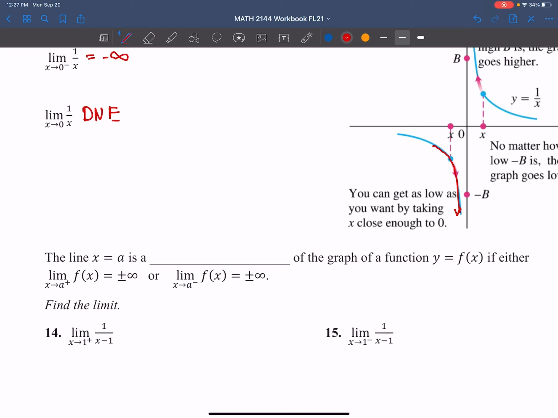So the line x equal to a is a vertical asymptote of the graph of a function if either we have the limit from the right going to plus or minus infinity, or the limit from the left going to plus or minus infinity. Horizontal asymptotes come from when your x is approaching infinity and you get a number; reverse that for vertical. Vertical asymptotes come from when you're approaching a number and you get infinity.